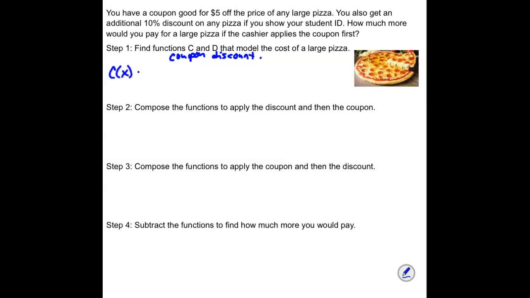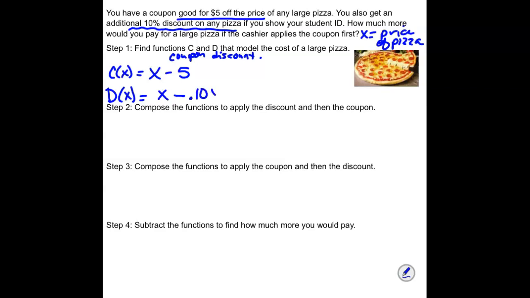Okay, so c of x, the coupon, it says, is good for $5 off. So if we let x equal the price of our pizza, the coupon is just saying we're going to take our x amount and take off $5. The discount says we're going to take our x and subtract 10% of it. So we're subtracting 0.10 of our x price. Well, 1x minus a tenth of an x gives us 9/10 of an x, or 90% is what we would have to pay since we're taking 10% off.